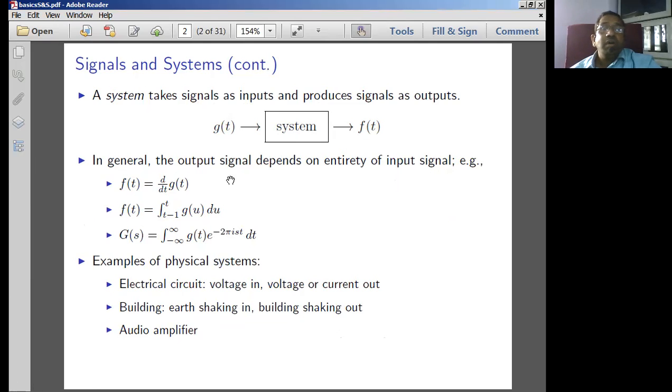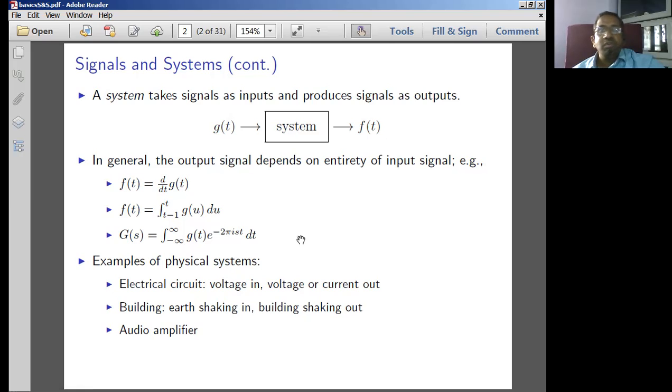Now, what functionality is the system going to provide? A system may provide any functionality, like differentiation, integration, or some other complex operations. If the system is performing differentiation, what is the mathematical form? f of t can be written as d by dt of g of t. That means the system is performing differentiation. Similarly, a system may perform integration. In that case, I can write the integral with limits t minus 1 to t of g of u du, which is a system representation.